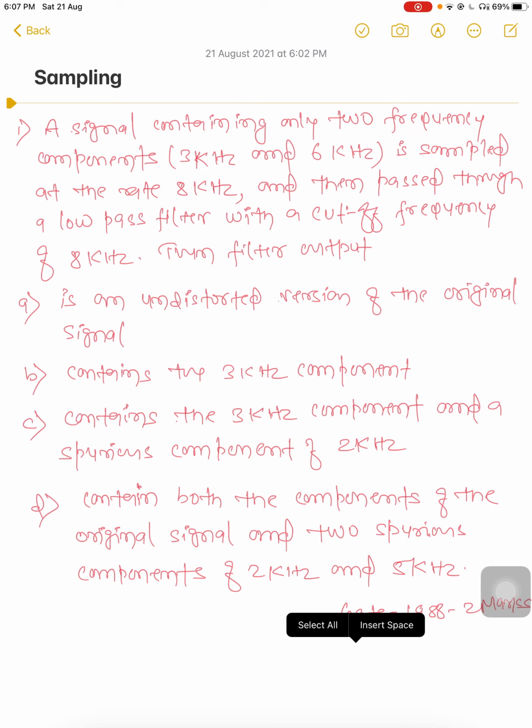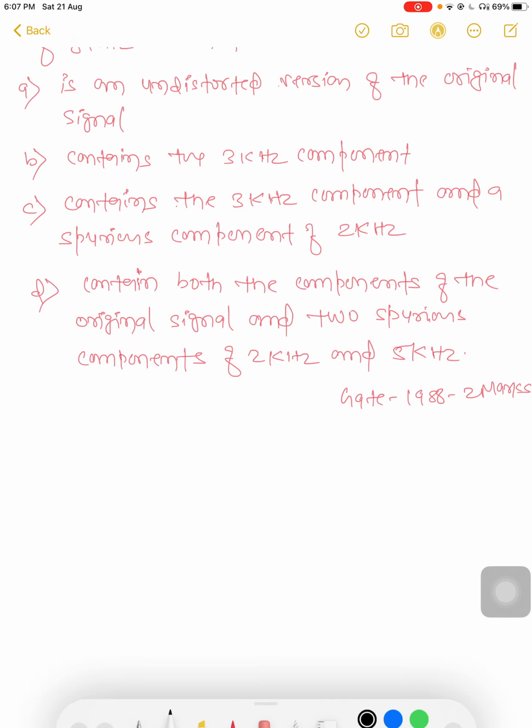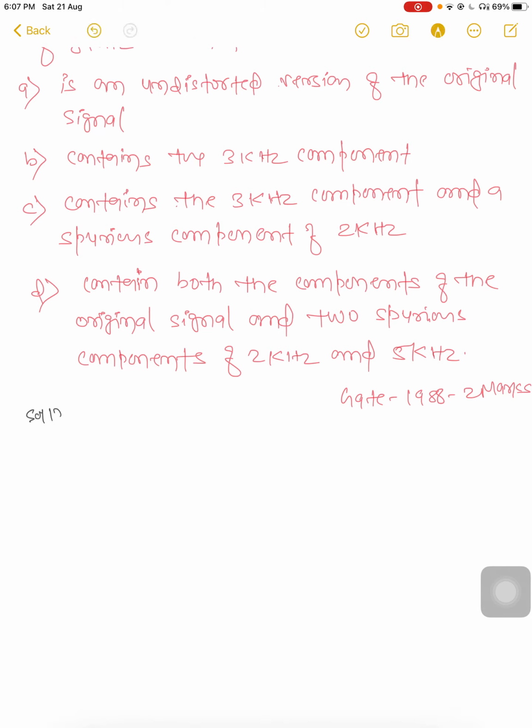A signal containing only two frequency components, 3 kHz and 6 kHz, is sampled at a rate of 8 kHz and then passed through a low pass filter with a cutoff frequency of 8 kHz. Then the filter output is: first option, an undistorted version of the original signal; contains the 3 kHz component; contains the 3 kHz component and a superior component of 2 kHz; contains both components of the original signal and two superior components, 2 kHz and 5 kHz. So now let's start the solution.